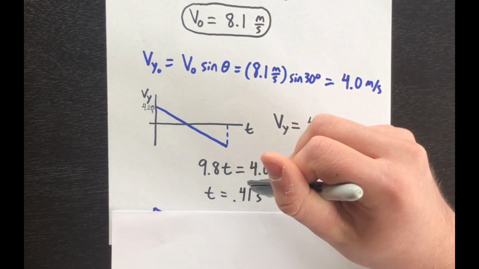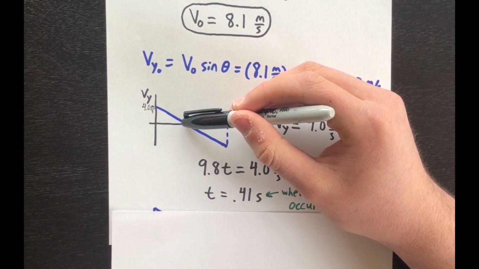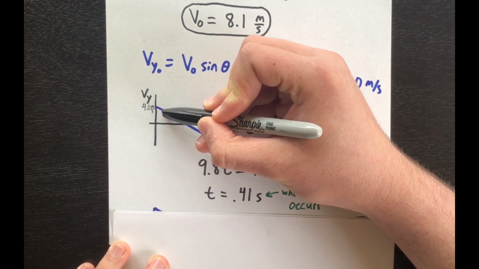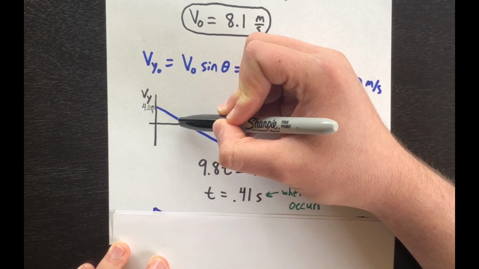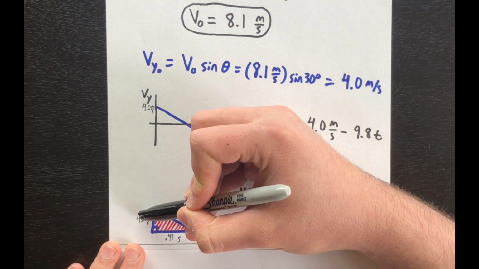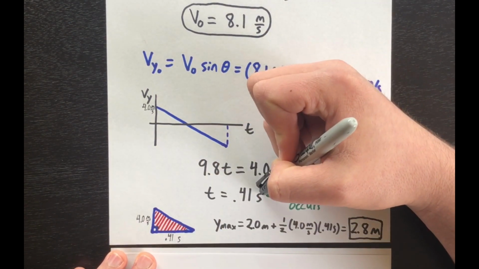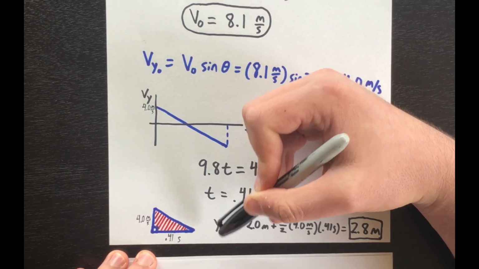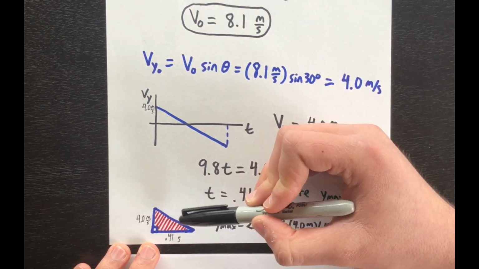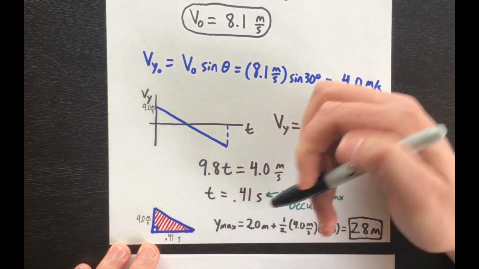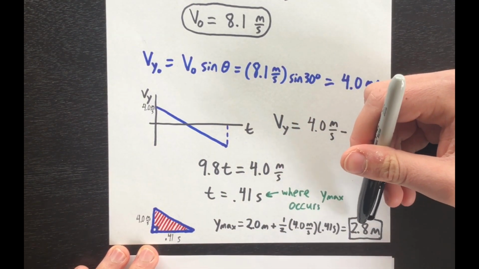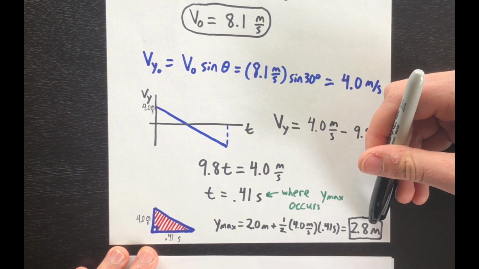Next, we could take this and find out what height that actually is by using the area under this graph. The area under this part of the graph is going to give us how much it goes up before it starts going down. We know that this side of the graph is 4 meters per second, and this side is 0.41 seconds, so we just found that. So our maximum y point is going to be our initial 2 meters plus all of the distance that it goes up, which is the area under this graph. It's a triangle. It's 1/2 times 4 times 0.41. And we find that our max height is 2.8 meters off the ground.